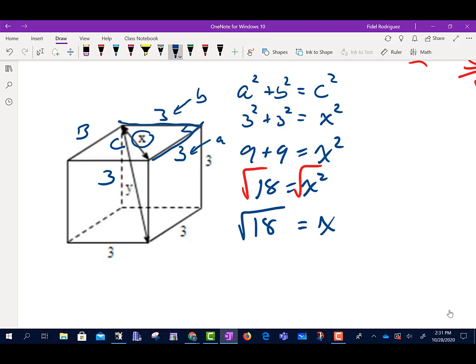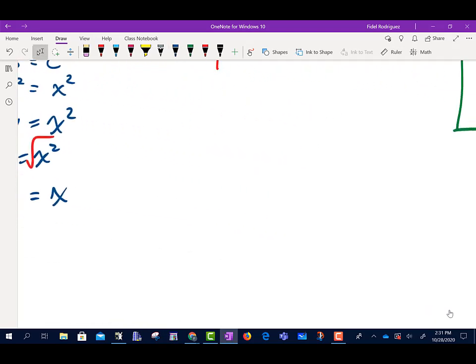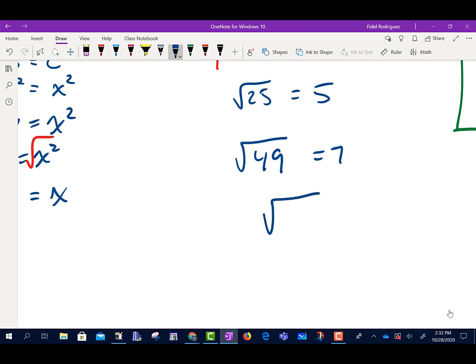And that's true. I don't know a nice pretty number that multiplies to 18. So I'm going to show you a little something here on the side in dealing with square roots. If I asked you, what's the square root of 25? We would say it's 5. And if I said, what's the square root of 49? We'd say it's 7. And if I said, what's the square root of, say, 64? We would say it's 8. And if I said, why?